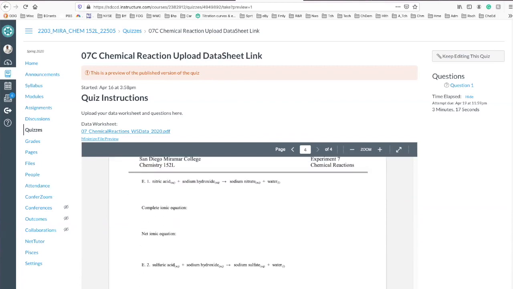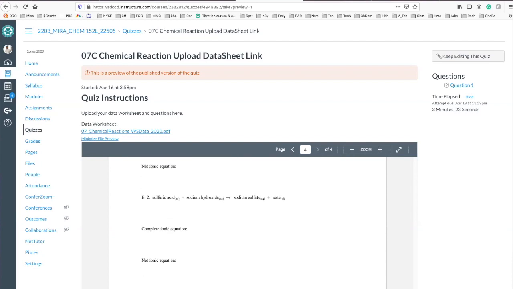Okay, so the first part was your observation. The second part is writing the equations, and then you're done. That's all you need to do for the data and observation.